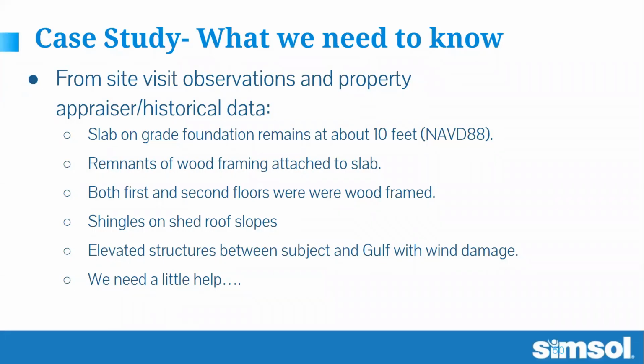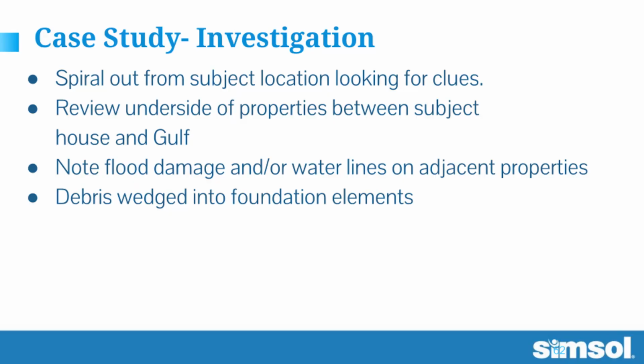So we know it's a slab on grade. It's about 10 feet above sea level here. We know there was wood framing. We see remnants attached. Both the first and second floors were wood framed. This isn't some kind of construction where the first floor is block, the second floor is wood. We know what the shed roof slopes look like. We know they were covered with shingles. We know we've got elevated structures that have wind damage between us and the Gulf, but we need some help.